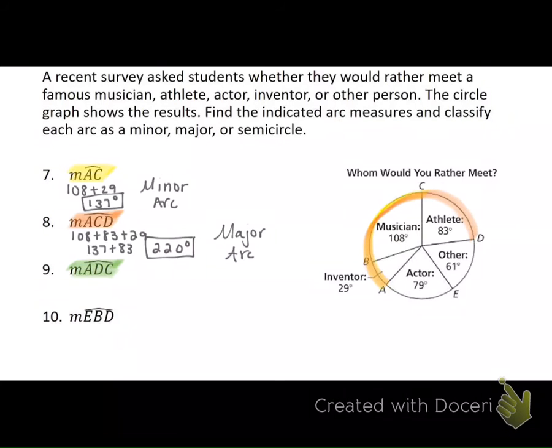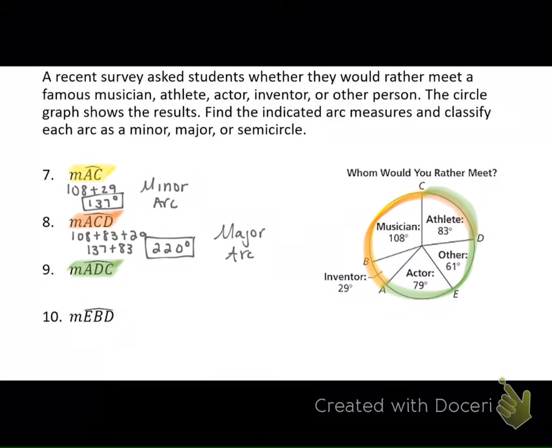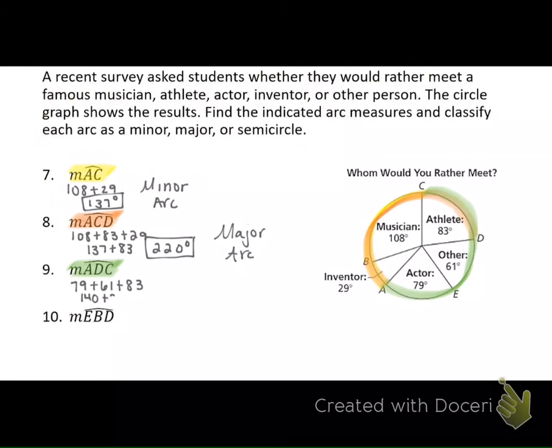A, D, C. D must be in the middle. Okay, Morgan. How would I find that one? So that's 223 degrees. So is that a major, a minor, or a semicircle, Olivia?